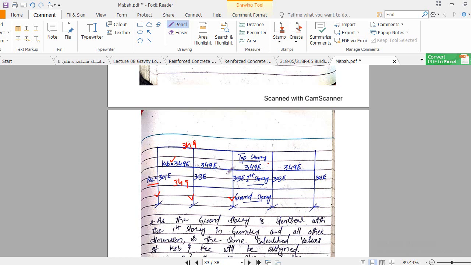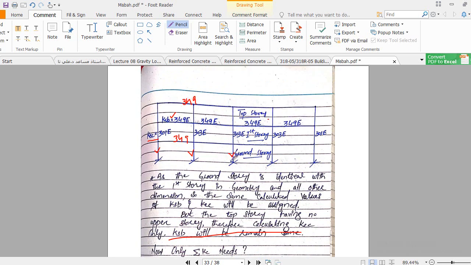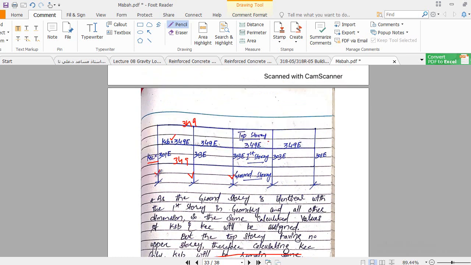This is why we have to use similarity in geometry, which will make your calculation easy. Clear? Here you see the ground story is similar to the interior story, so we don't need to calculate any values of KEC and KSB for the ground story, but we need to find the KEC value for the top story, because we find the summation of KC, which is the lower column plus the top column.